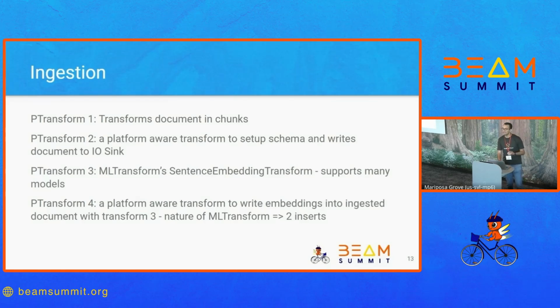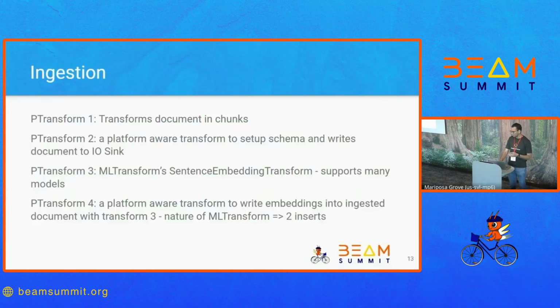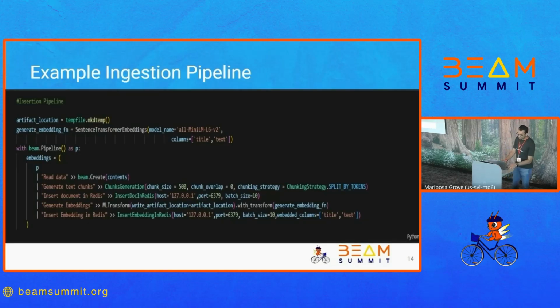So here, like I mentioned before, we have two write queries. One is the insert query, the other is the update query. So this is how my ingestion pipeline looks. As we can see, using SentenceTransformerEmbeddings, I've passed a model name. I have also passed the columns for which I want to generate the embedding. In my case, my columns are the URL, the text, and the title. So in this case, I generated the embedding for text and title.